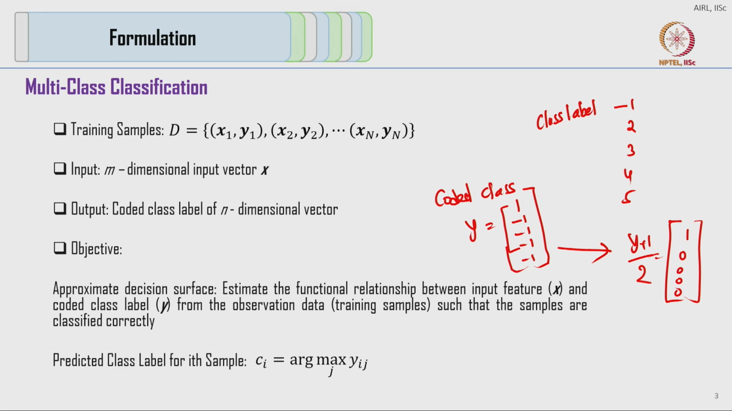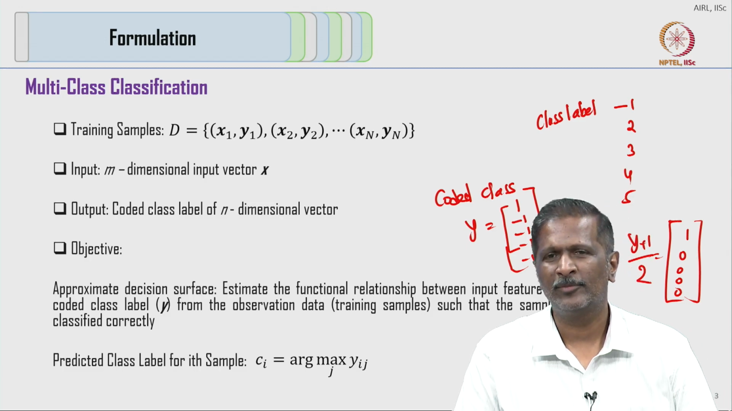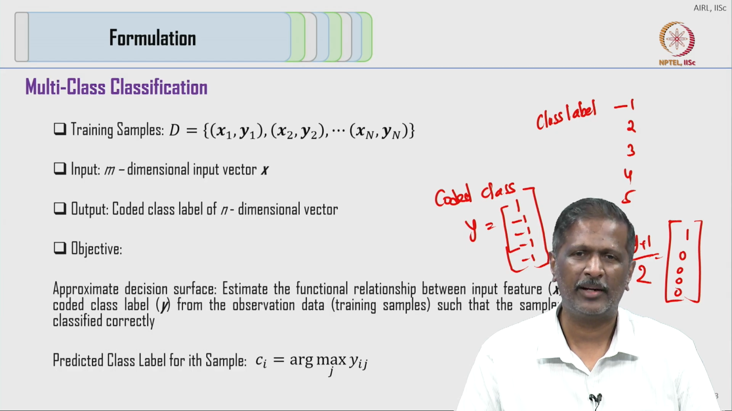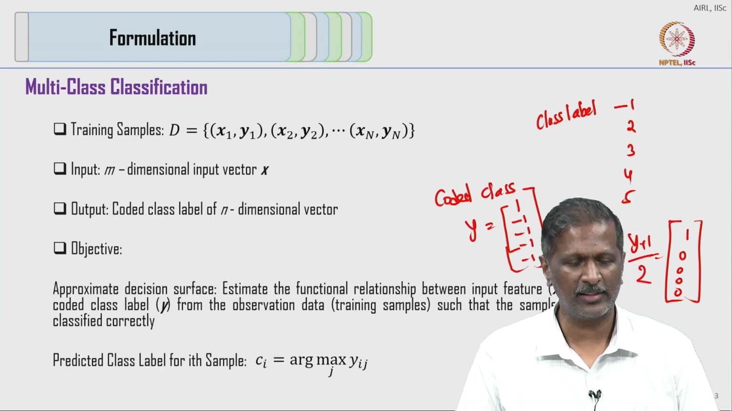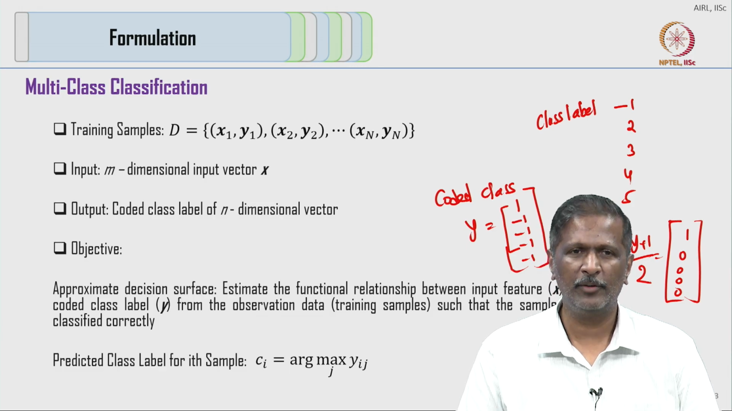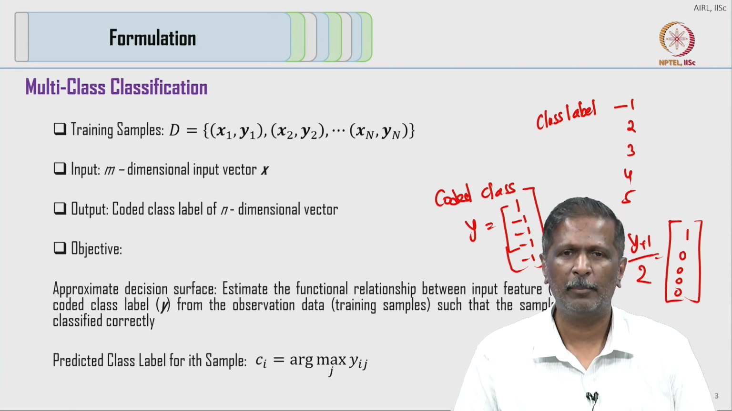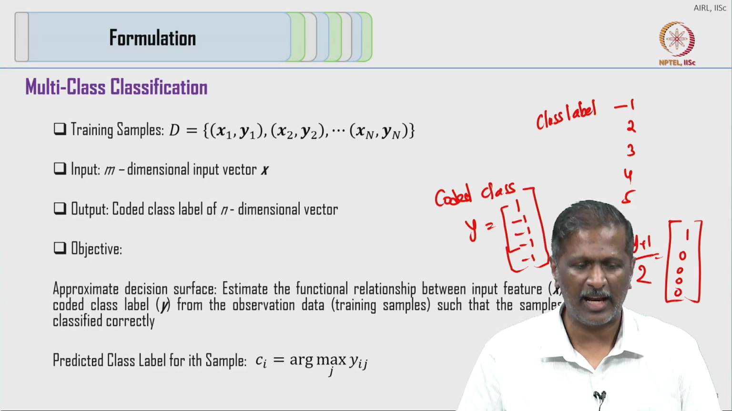What is my objective? The objective is to find the decision surface here. If you remember, when we talked about the perceptron, we talked about simple logic gates like the OR gate and the AND gate, where we were interested in finding a decision line segregating these points. Because it's an m-dimensional vector, we want a decision surface, and we want to approximate the decision surface, or estimate the functional relationship between the input feature x and the coded class label y, from the observation data.